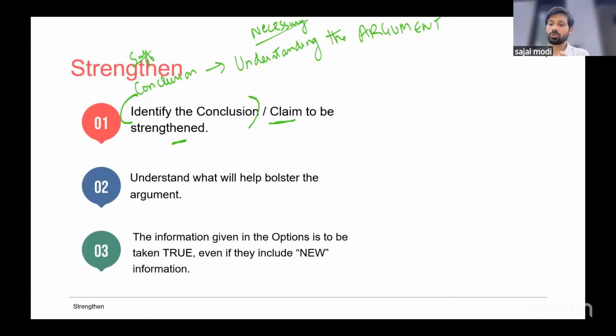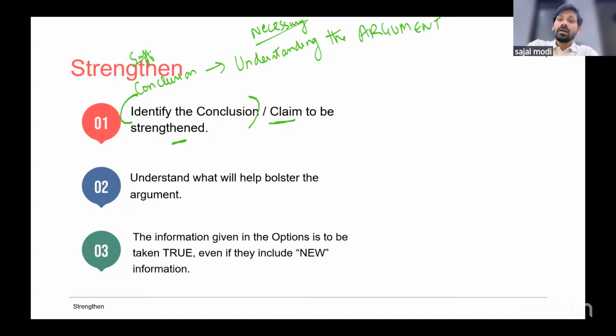For example, you are doing this question and you are not very sure as to what needs to be strengthened. It says person X claims, or something like, which one of the following, if true, strengthens person X's claim? Now, instead of recalling and conjecturing and approximating, what do you do? Just go to that portion of the passage, read that person's claim, and then go into the question again, right? So the first critical part is identifying the conclusion or the claim to be strengthened.